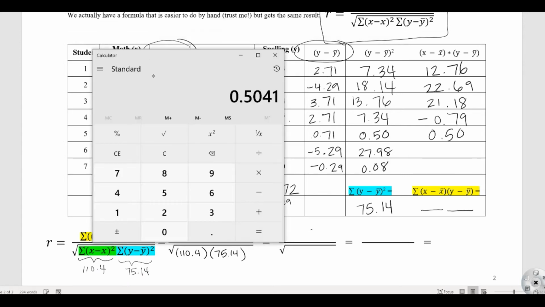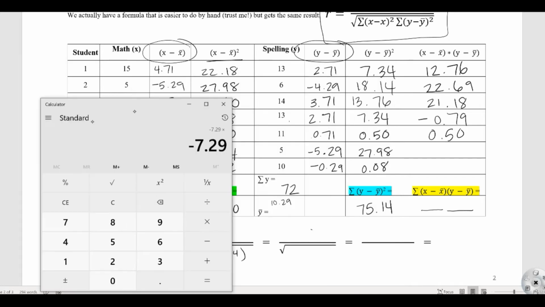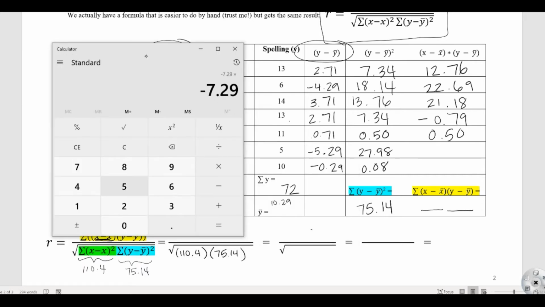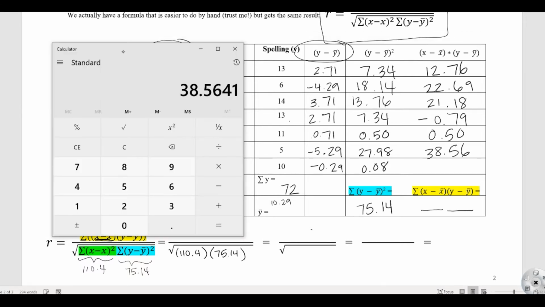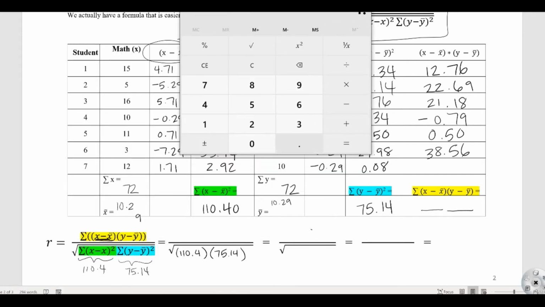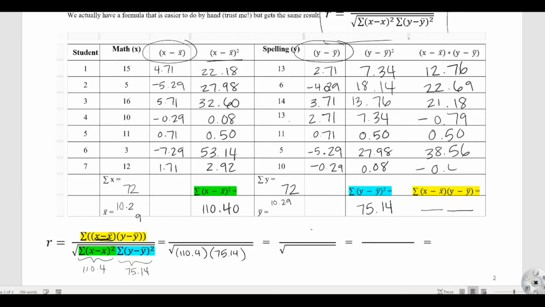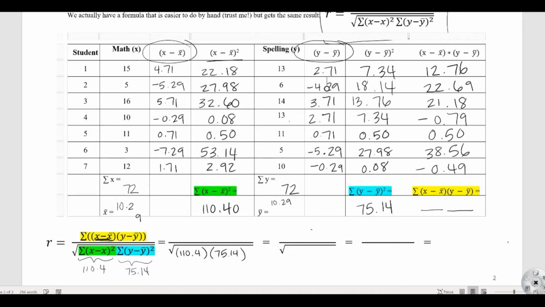Now, negative 7.29 times negative 5.29, 38.56. We're almost done. And finally, 1.71 times 0.29, and that one's negative. So we get minus 0.49. That should be 50, but again, a little bit of rounding up or rounding down is not going to make a huge difference in the end.